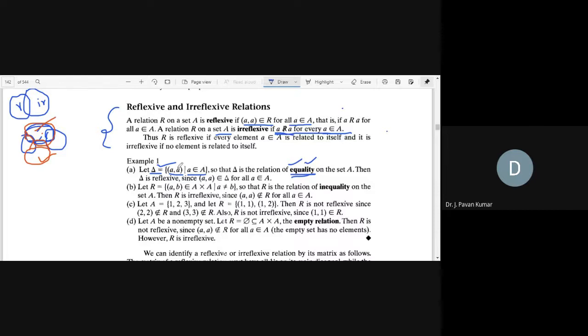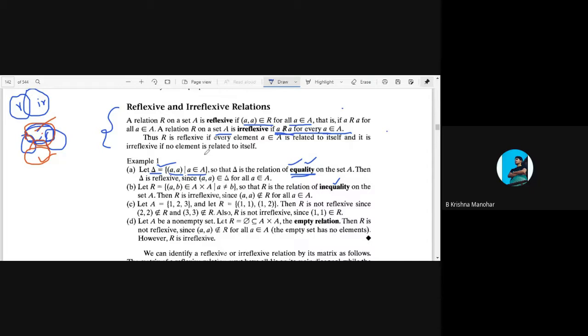Next, if other than these 4, all the remaining tuples are part of the relation, then such a relation we call an inequality relation. Understand? Now the equality relation we have is reflexive definitely. Why? Because only these tuples we have. What is the requirement to claim a relation as reflexive?